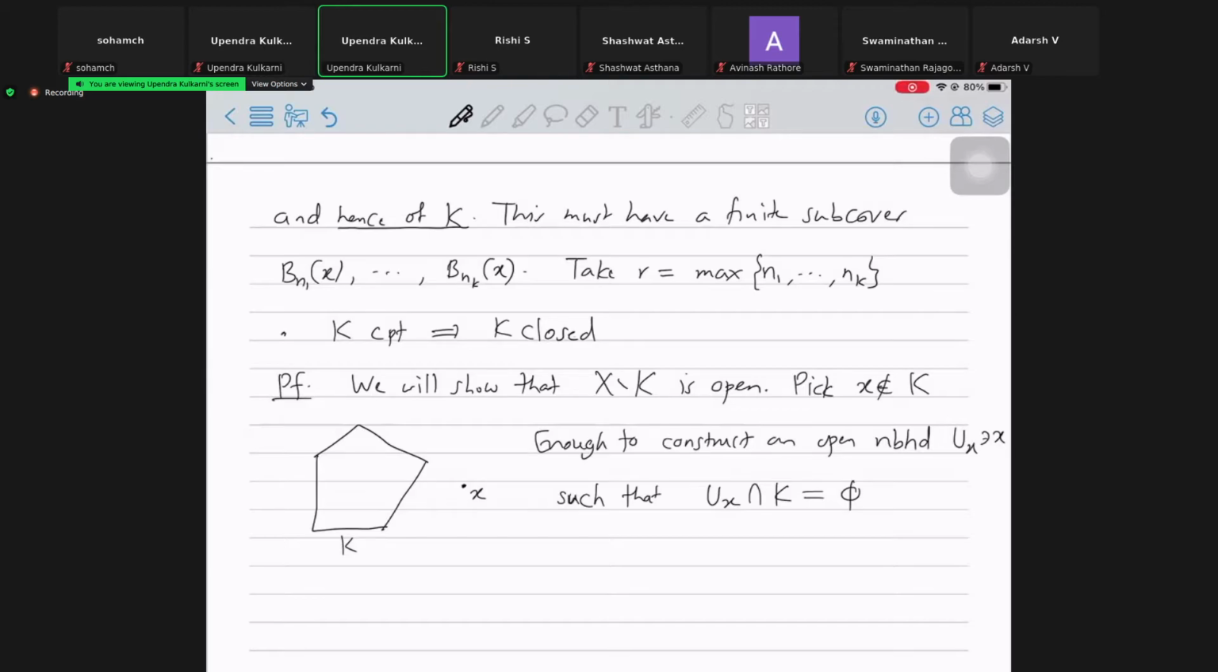So where is this set going to come from? The point is this point X could be quite close to K. So I may need to take the set U_X to be small. And I need to have some kind of mechanism in order to do this. So where does the compactness of K come in? And this is how it happens.